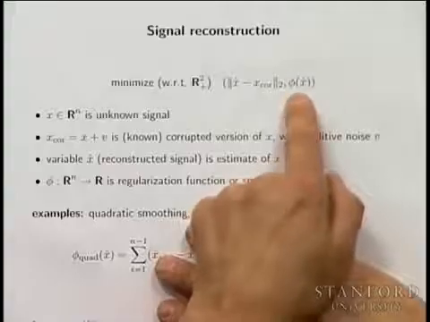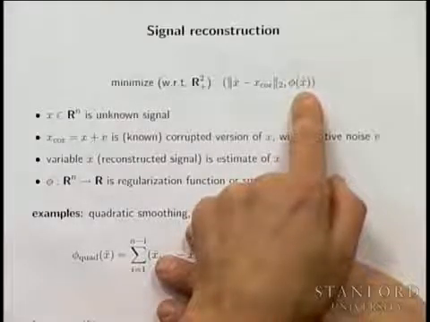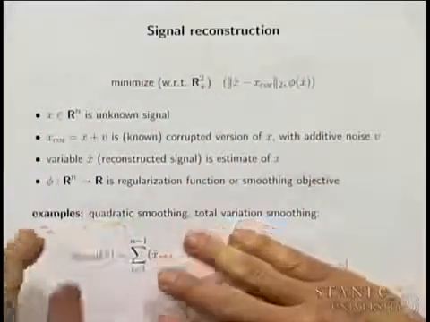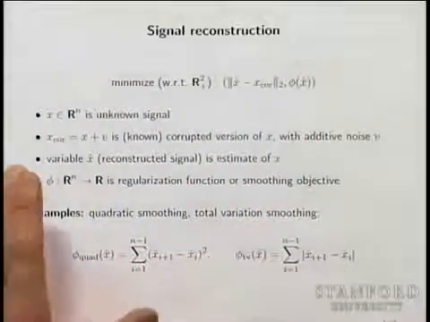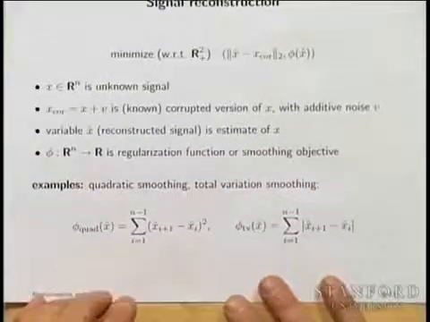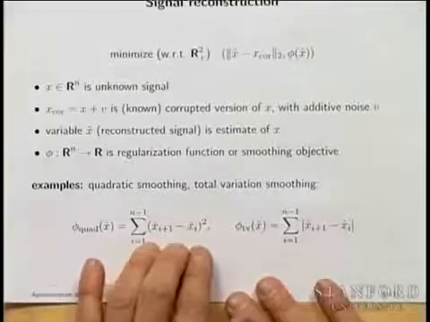Okay, now you're actually going to deviate from what you saw. What you're going to do is minimize, or here's what you're going to gain: a much smoother signal. So phi here is called a smoothing function or a regularization function. It's got all sorts of names. And examples would be things like this.